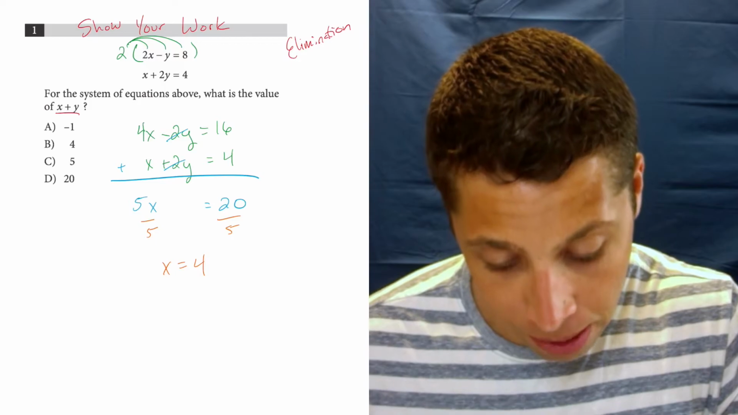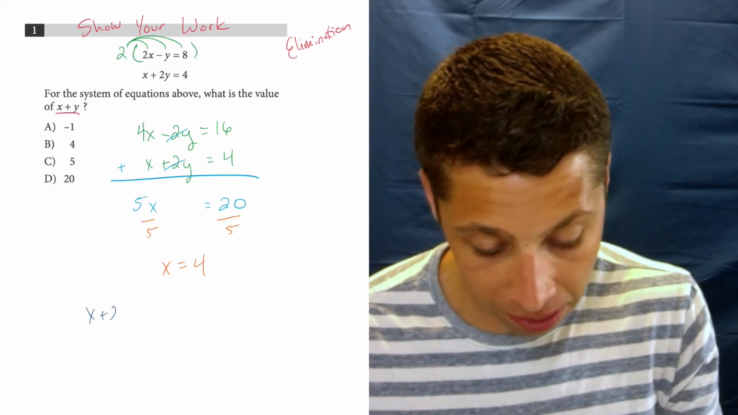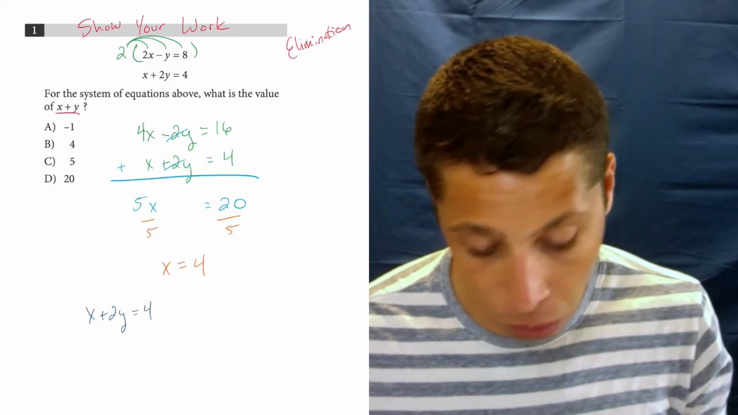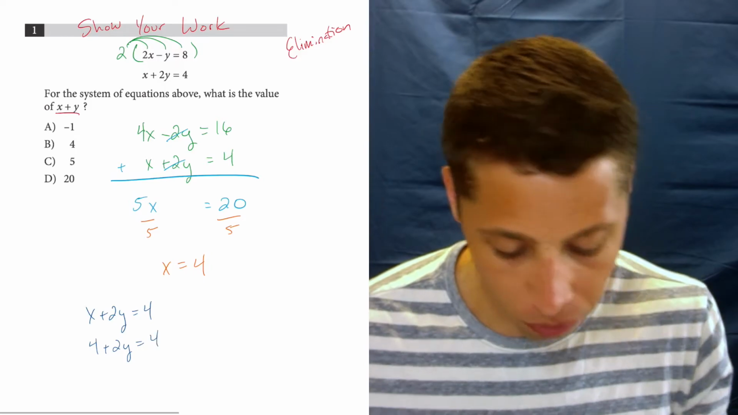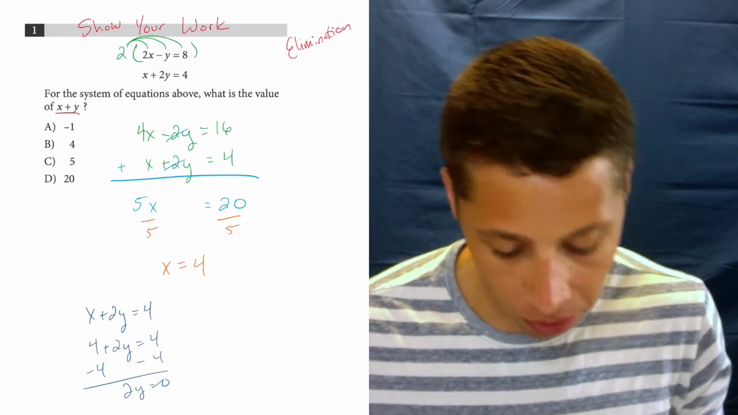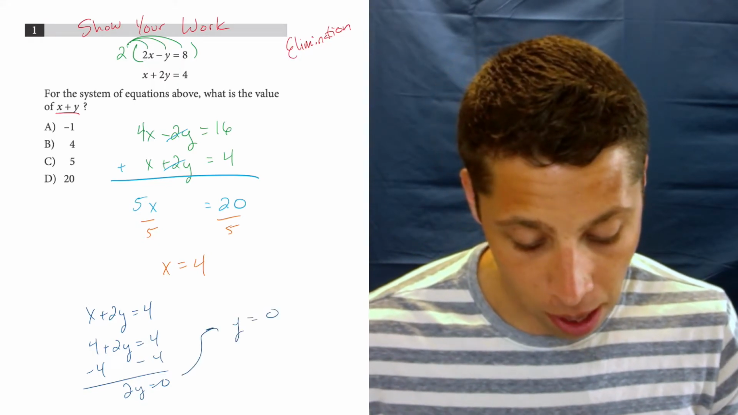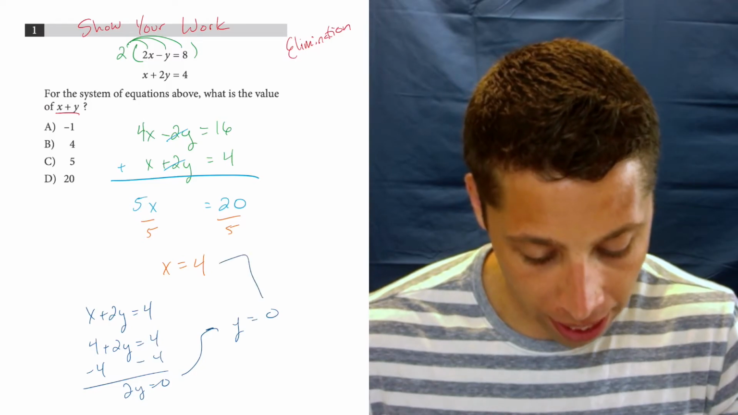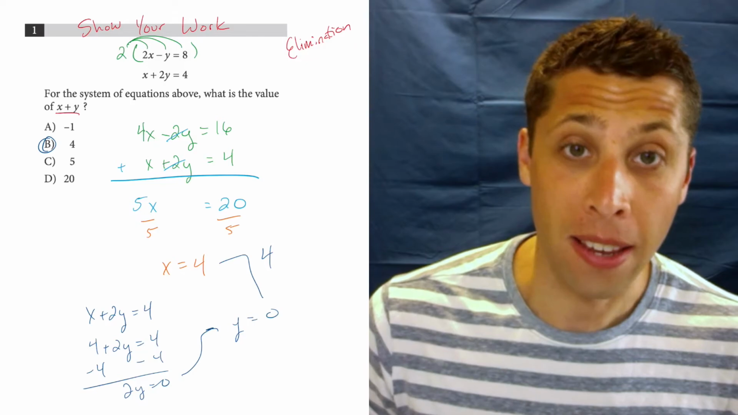And this time, because I'm nervous about the negative, I'm actually going to use the second equation, x plus 2y equals 4. So I'm going to say 4 plus 2y is equal to 4. Subtract 4. 2y is equal to 0. Oh, nice. So y is equal to 0 as well. So what happens when we add x and y? We still get 4. Choice B.